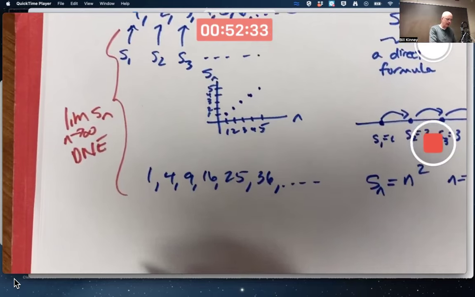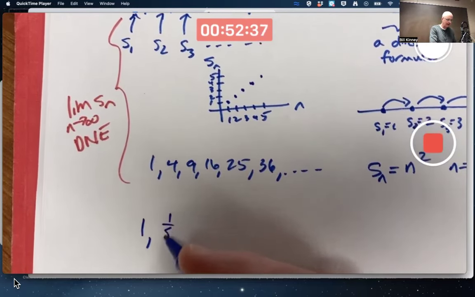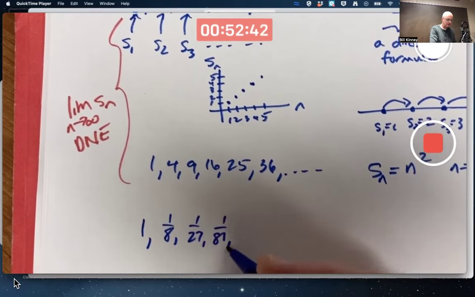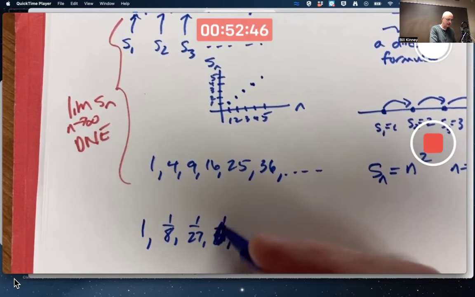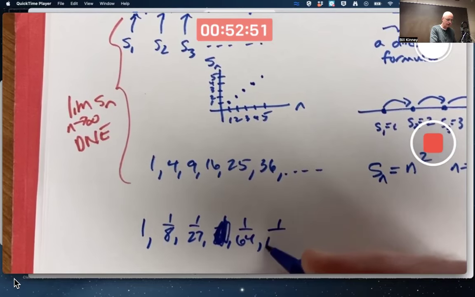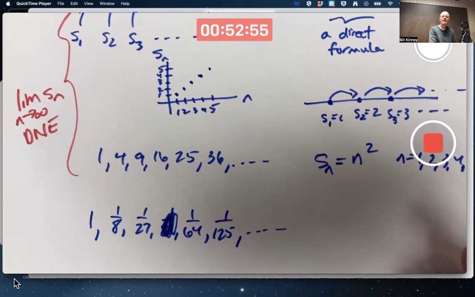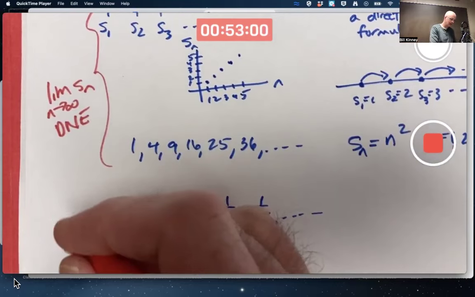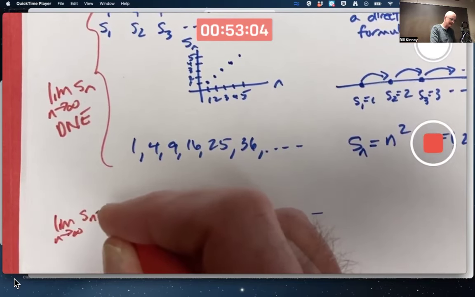Here's an example where the limit does exist. 1, 1/8, 1/27, 1/64, 1/125. That's a sequence, and I hope it's pretty clear that its limit as n goes to infinity is 0.